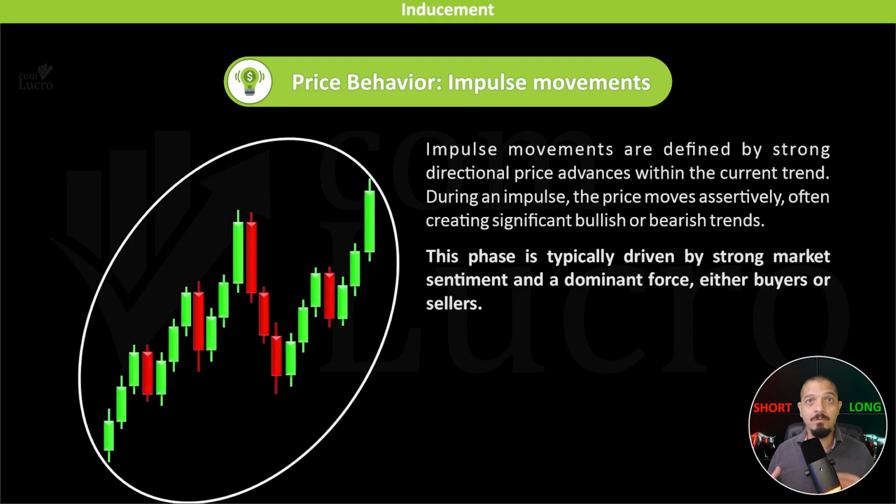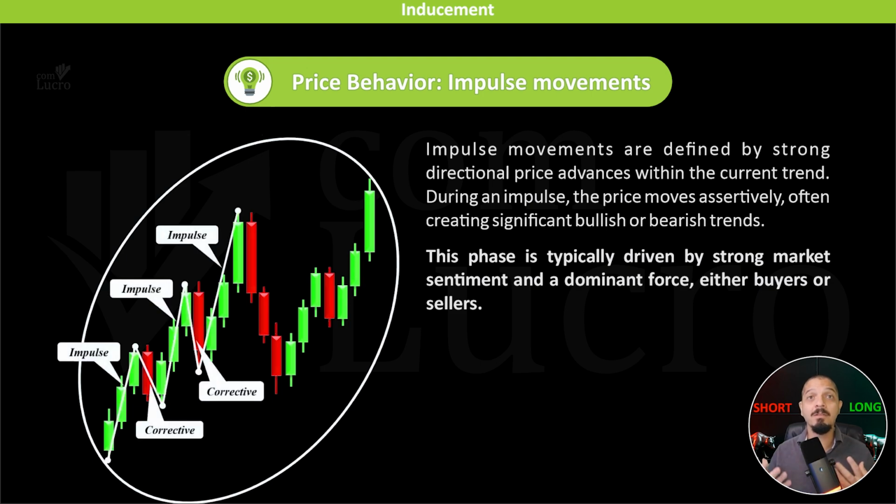Impulse movements are defined by strong directional price advances within the current trend. During an impulse, the price moves assertively, often creating significant bullish or bearish trends. This phase is typically driven by strong market sentiment and a dominant force, either buyers or sellers. For instance, consider a bullish sequence of candles.